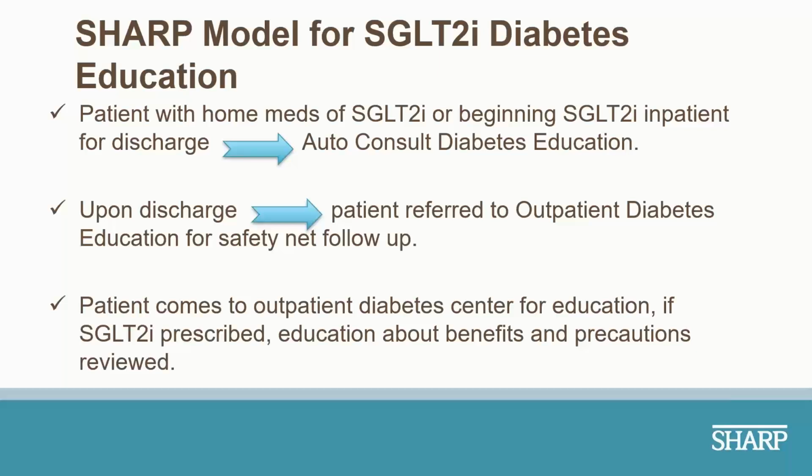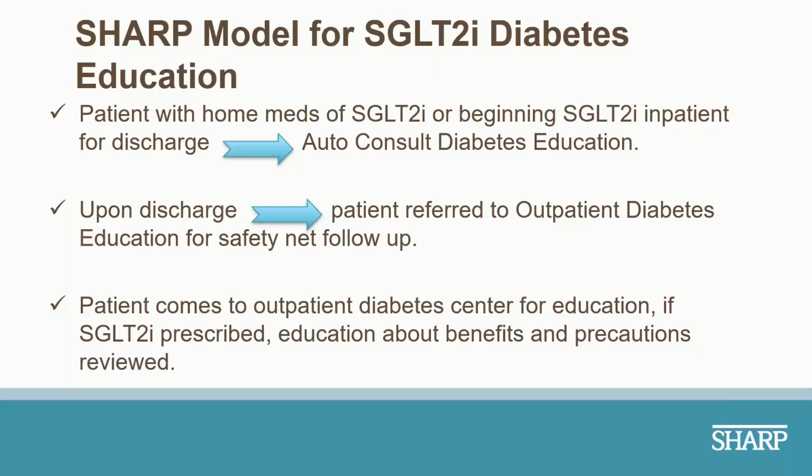So at Sharp, what we ended up doing is several different things. When a patient with home meds is on an SGLT2 or beginning it in the hospital, what we do is we have an auto consult for our diabetes education staff at all of our hospitals. So we want to do that because we want to make sure that the patient understands there is a risk, although there's a great benefit, and what they need to do very simply in terms of some bulleted points.